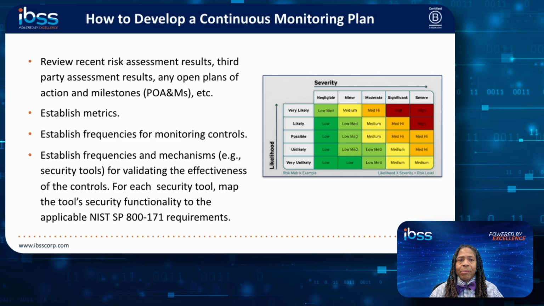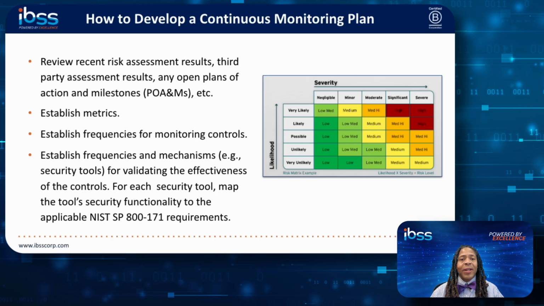You also want to establish frequencies and mechanisms for validating the effectiveness of the controls. And that's going to be critical because remember, we have at a high level 110 requirements, but then again, you have 332 individual requirements. So you want a frequency for validating those and also the mechanism that you will use. For example, a security tool. Certainly there are manual ways to validate effectiveness, but then there are also security tools that can be utilized to validate the effectiveness of the controls.